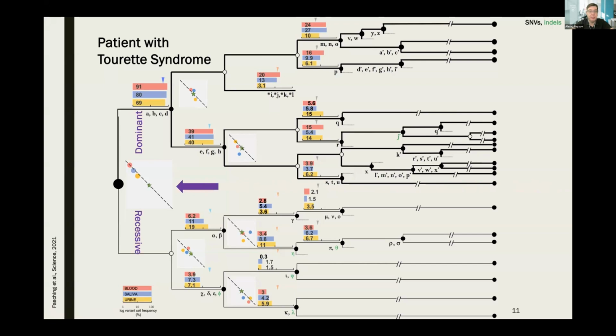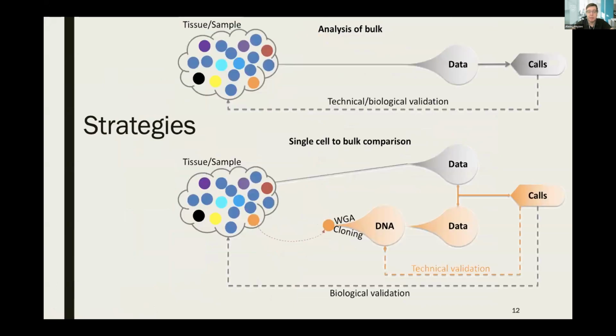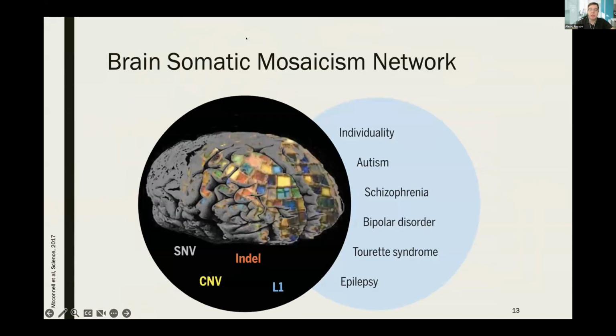All right, just moving on. So a little bit about the second strategy. Sorry, somehow my arrows are switched by mistake. So talking a little bit about bulk. So we were part of the Brain Somatic Mosaicism Network. This project existed for about 7 years, and it was completed last year.